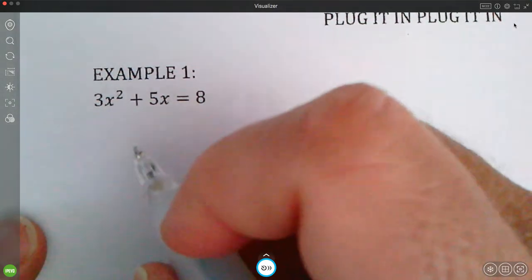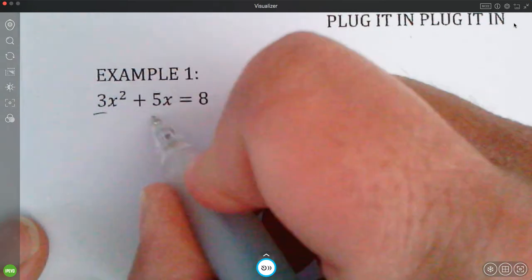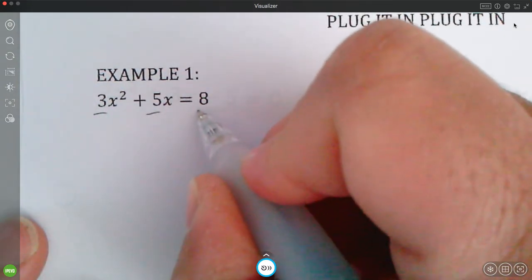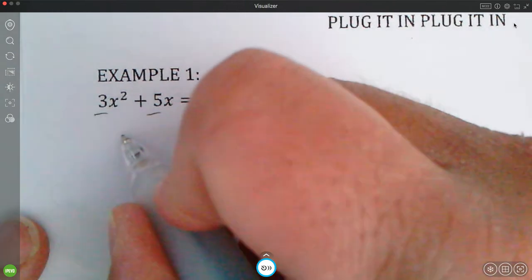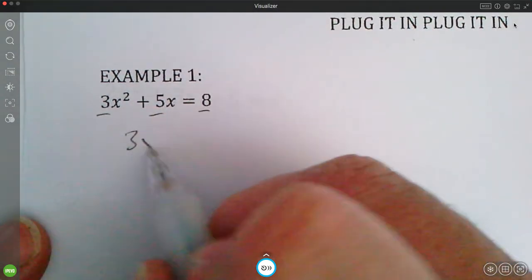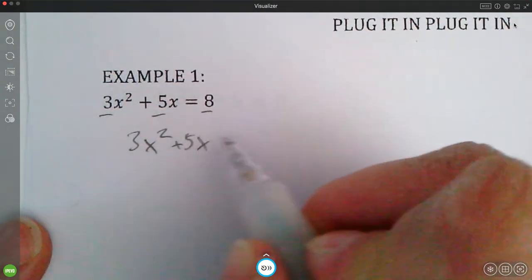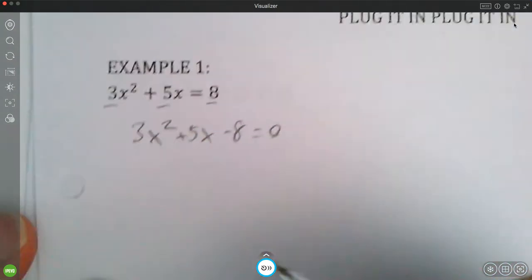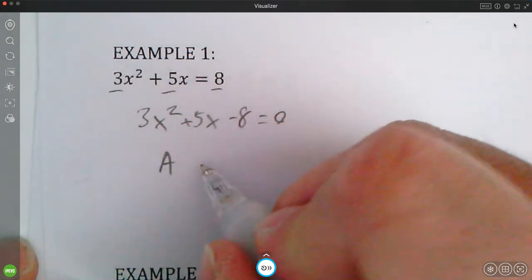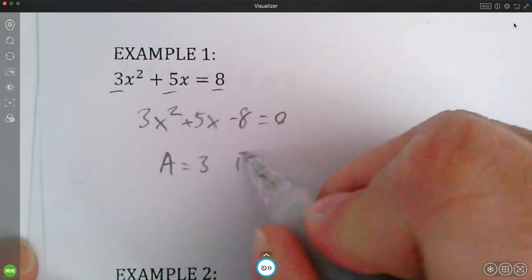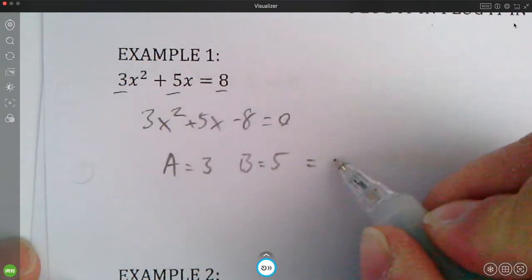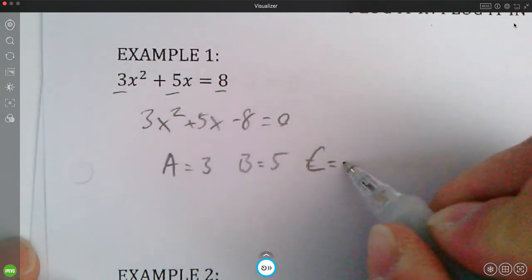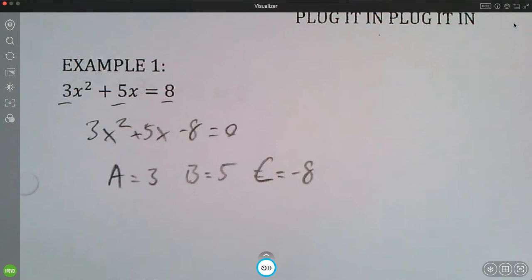So let's plug it in with example 1. So the first thing you're going to do is identify A, B, and C. Right now it's not in standard form, so I'm going to have to rewrite this as 3x squared plus 5x minus 8. I'll say minus 8 from both sides equals 0. So now my A equals 3, my B equals 5, and my C equals negative 8. Now, just like the formula says, plug it in, plug it in.